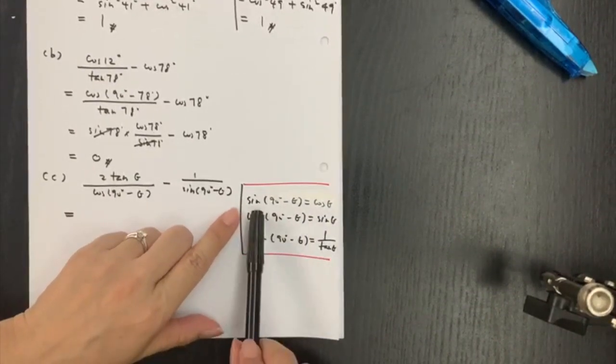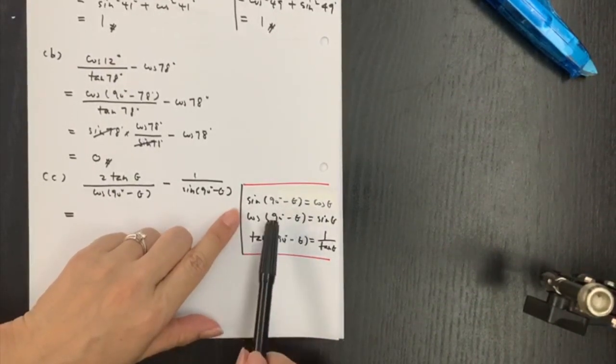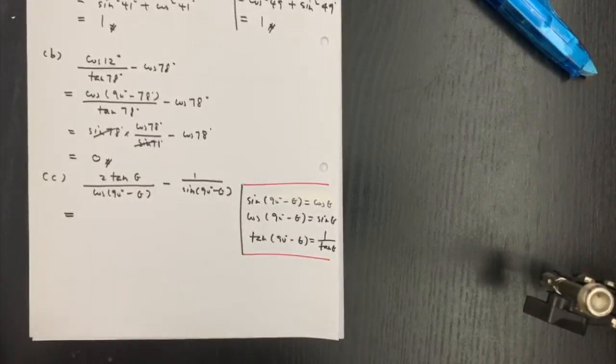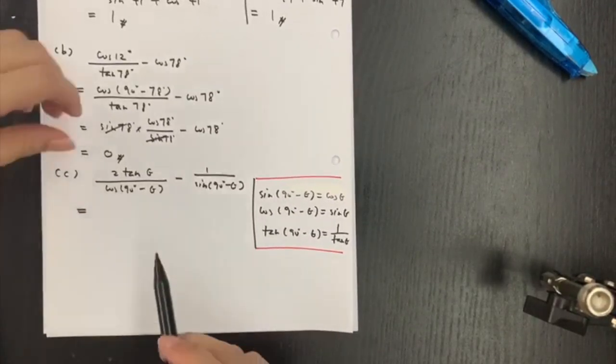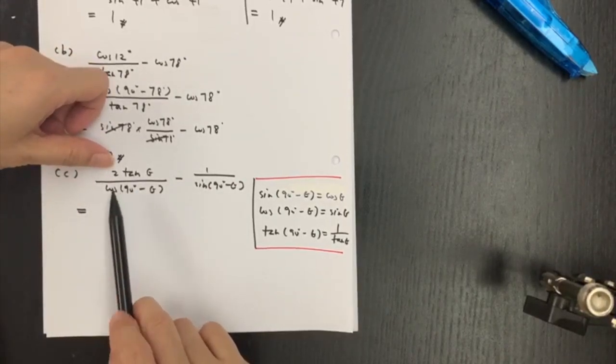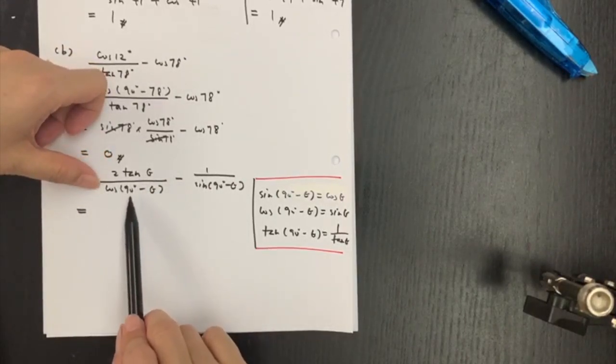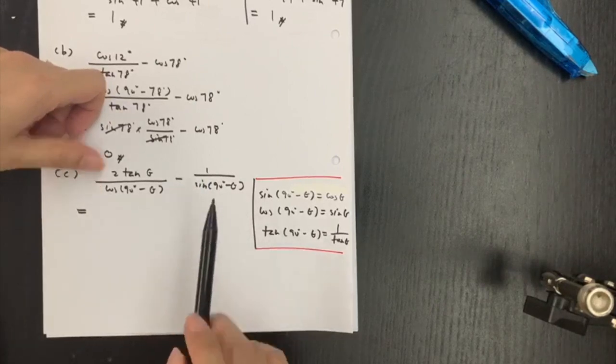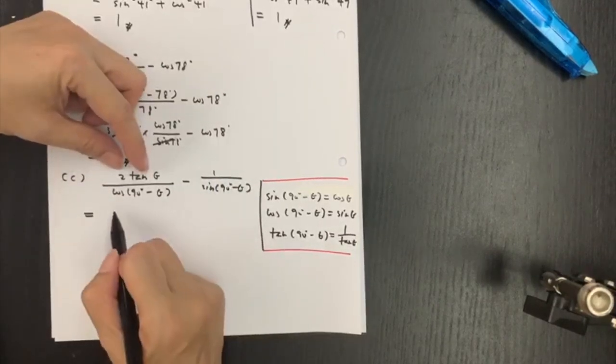Cosine theta is the same as sine 90 minus theta, so that we change the subject in this way, you will find it very useful as well. Now we come to point C here. We need to evaluate this 2 tangent theta over cosine 90 minus theta and then minus 1 over sine 90 minus theta. Alright, so keep this on top.